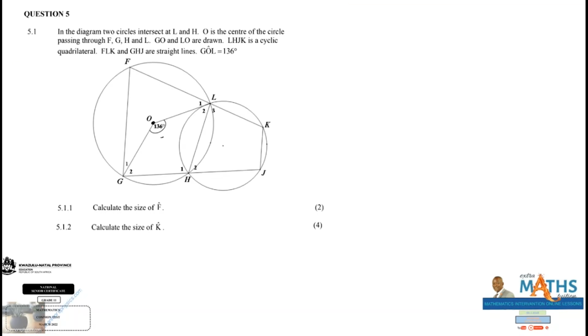Guys, let us put everything now into practice. Let us look at this question 5. Before we start our problem, please make sure that you don't look at the questions. Invest 1 or 2 minutes on the given statement and try to analyze your diagram and remind yourself of all the theorems that you've covered. Then you can go to the questions.